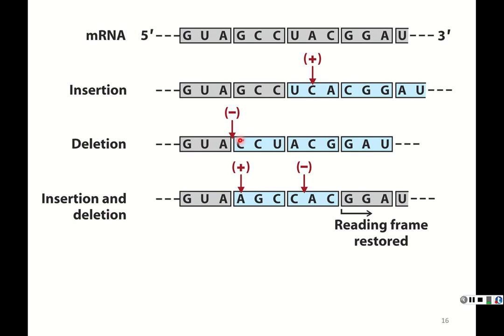The same thing happens with a deletion. If you take 1 nucleotide out of that sequence, it's going to change every codon after that. If you have an insertion and a deletion, on that odd chance, you could change only 2 codons, but the rest of the reading frame would be restored. So that's something to keep in mind when you're thinking about how mutations in DNA change the protein product.